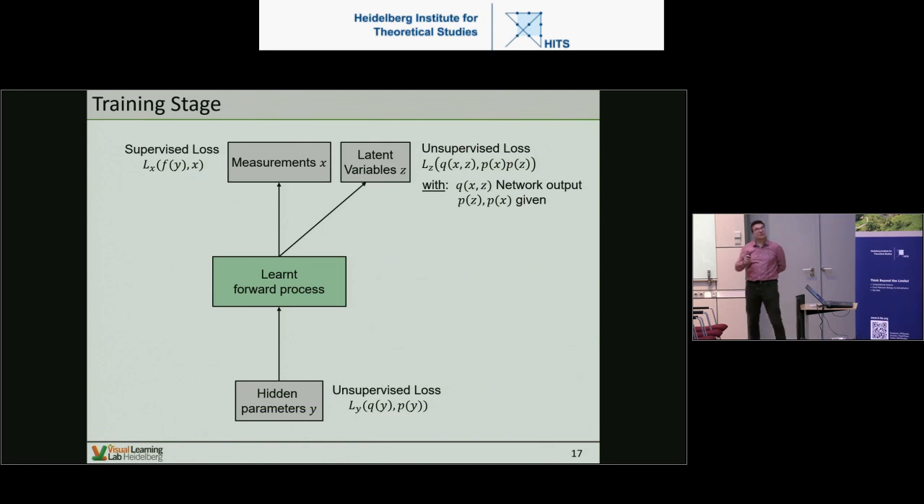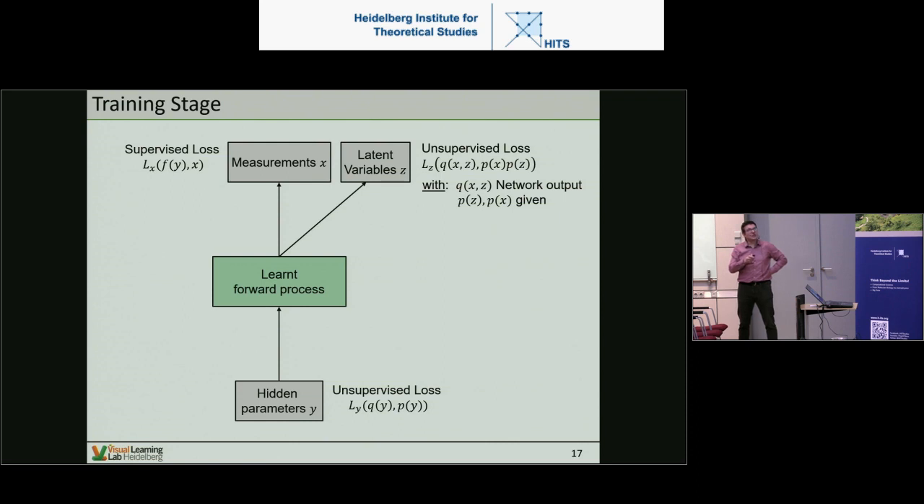Just to go one level deeper, during the training stage, we have hidden parameters. We have a learned forward process. We try to replicate the measurements with the supervised loss. And we have the latent variables. Now, there are two so-called unsupervised losses, because we don't need training images. What this is doing is forming this one into a distribution, in our case a high-dimensional Gaussian, which we can sample from.